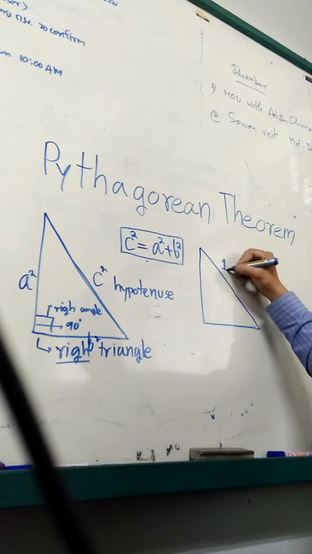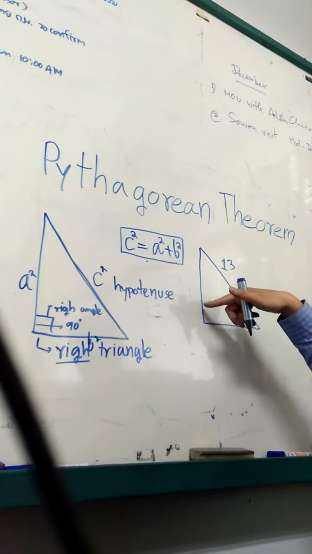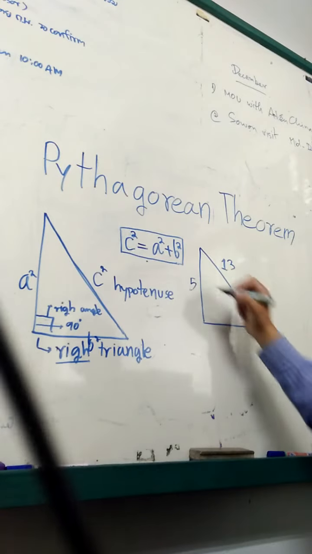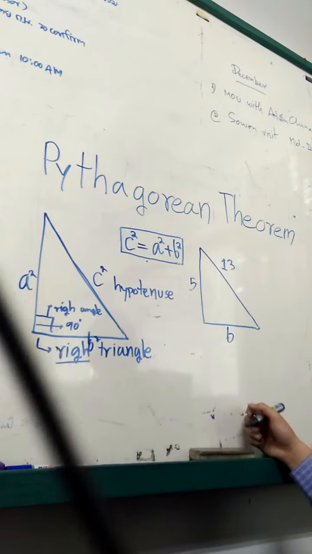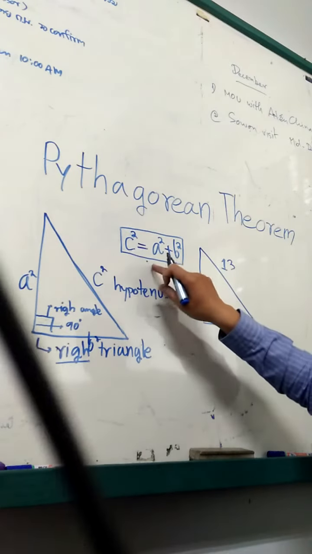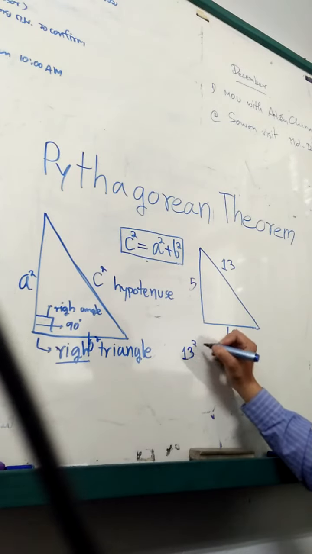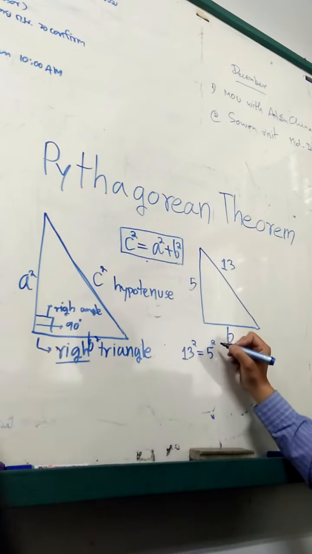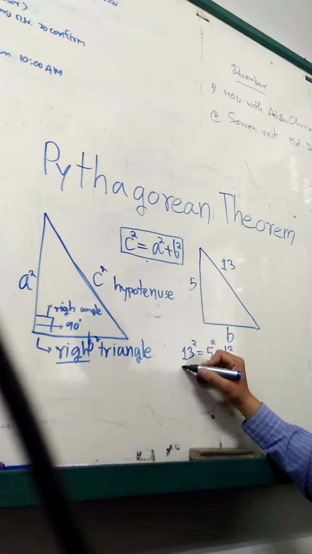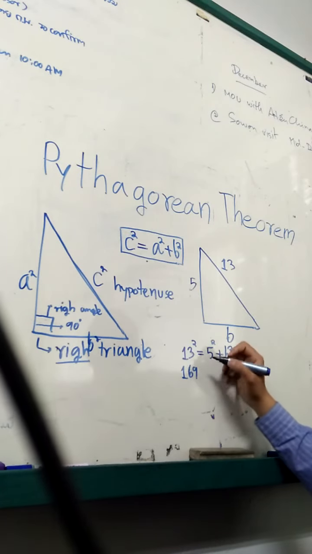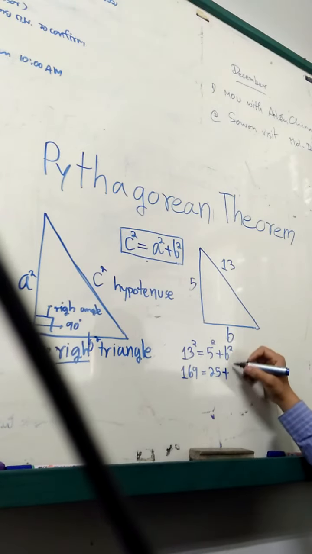I give the longest line is 13. And one of these I give 5. And this line is unknown. Okay. So we write the same with this equation. So 13 square equal 5 square plus b square. 13 square is 169 equal 5 square 25 plus b square.